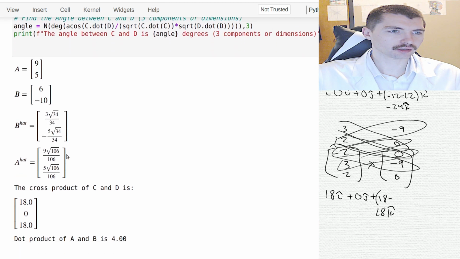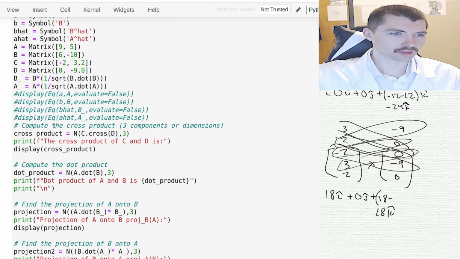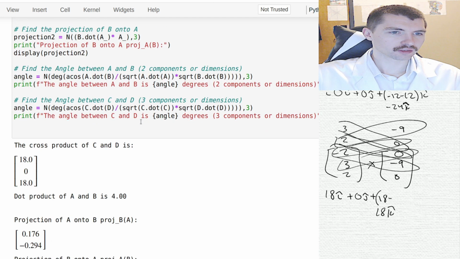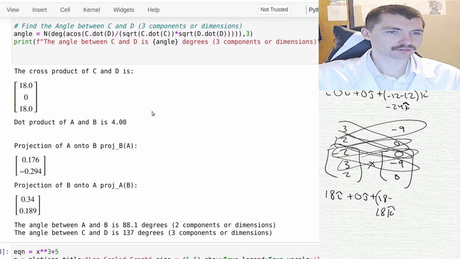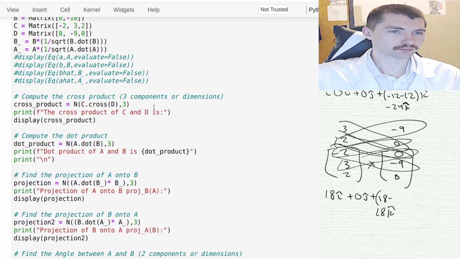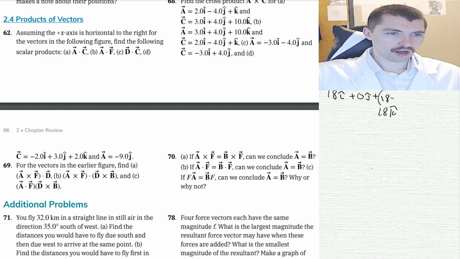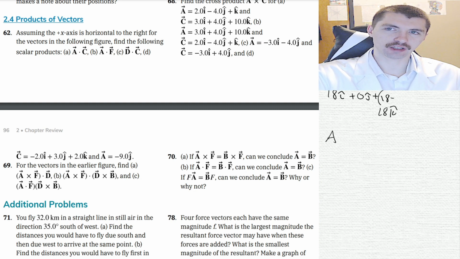Do I even need, I don't even need to display these anymore. Okay. All right. All right, so we're doing A cross F dot D.